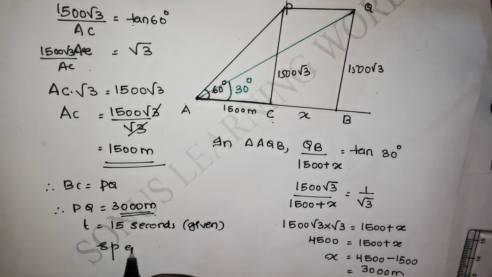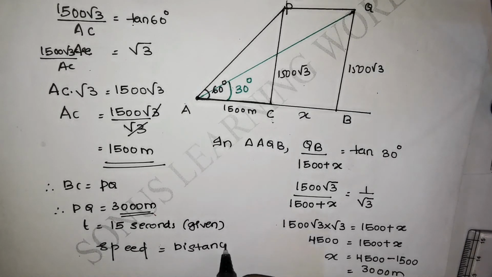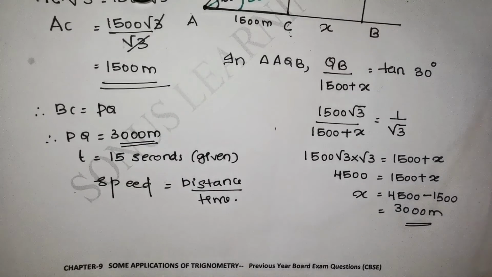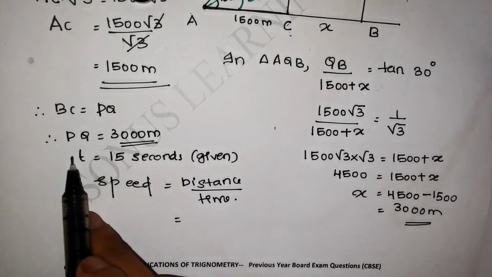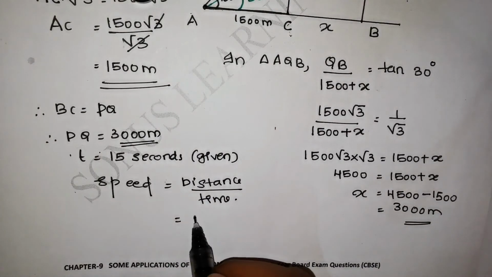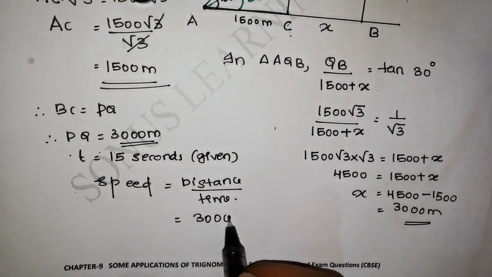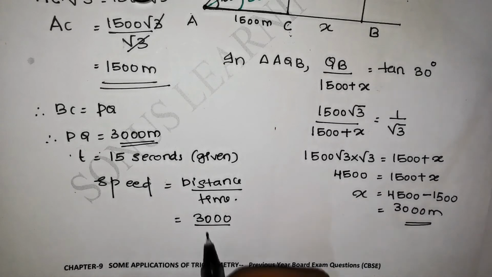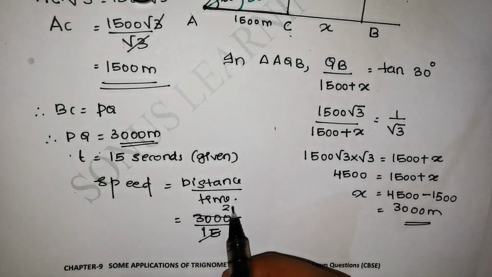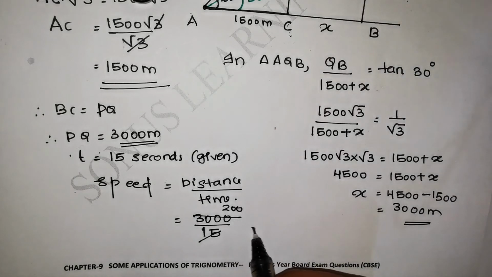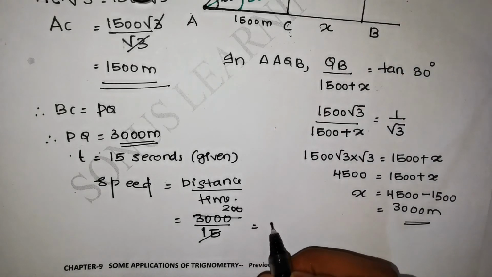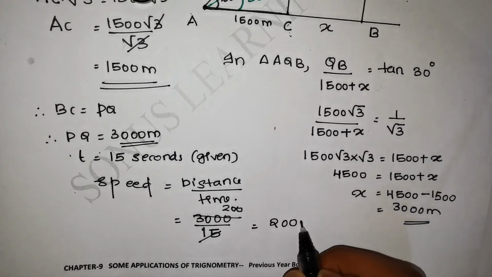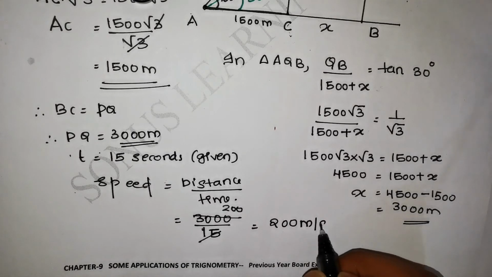Therefore, speed is equal to distance by time. Distance is PQ, that is 3000, by time 15. Okay students, 15 twos are 30, so remaining 200. So our answer is 200 meter per second.